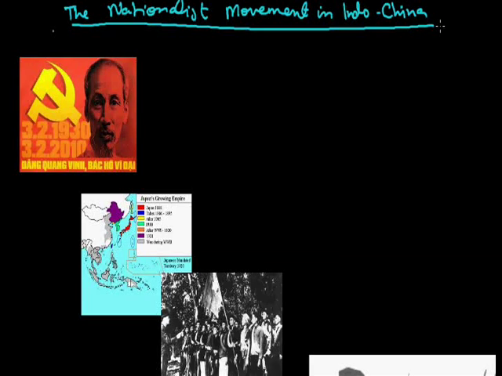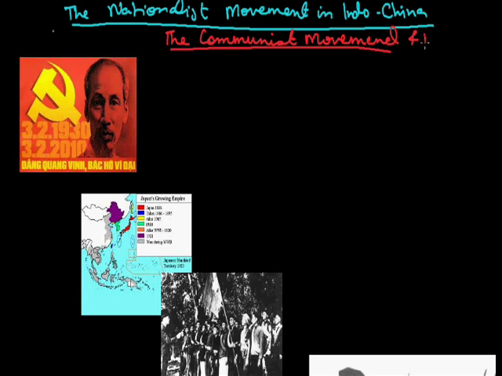Hello students, let us start the next part of the chapter, the nationalist movement in Indo-China. Here first let's start with the red color, the color of Communist Party. Our first topic is the communist movement and nationalism in Vietnam.